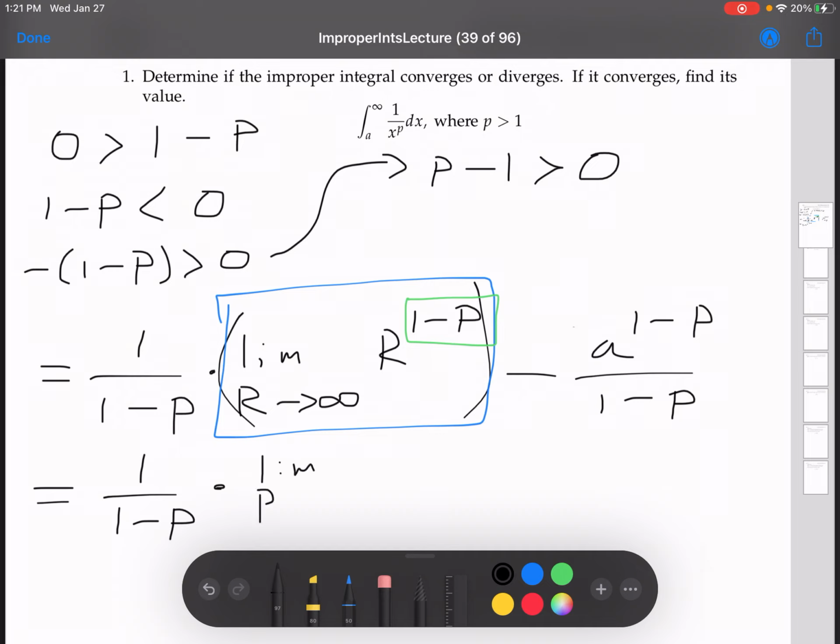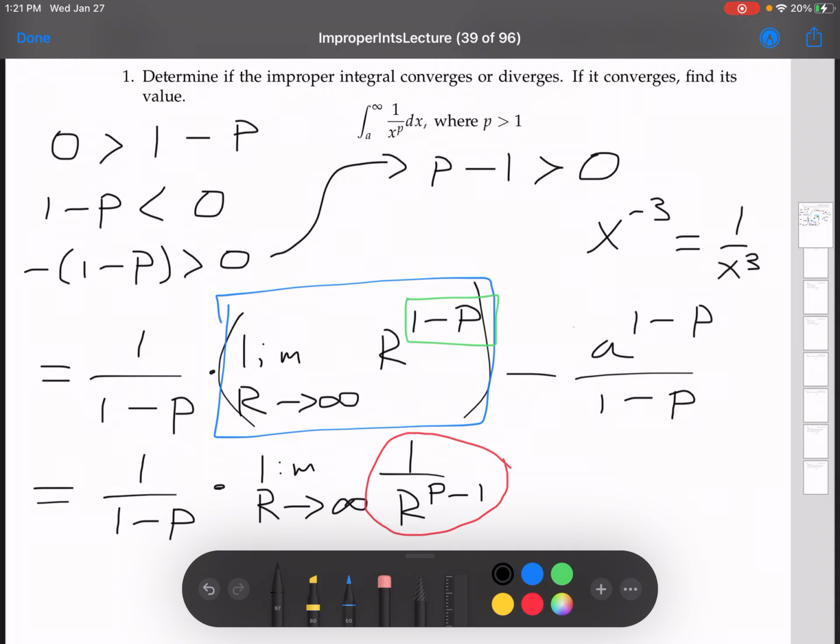The limit, as r approaches infinity, of 1 over r to the p minus 1. And p minus 1 is positive. So this expression that I have here in red, maybe in previous classes you had things like x to the negative 3, and they said, write this with only positive exponents, and then you would write this as 1 over x cubed. Down here, this is only with the positive exponents. P minus 1 is positive, as we said here.